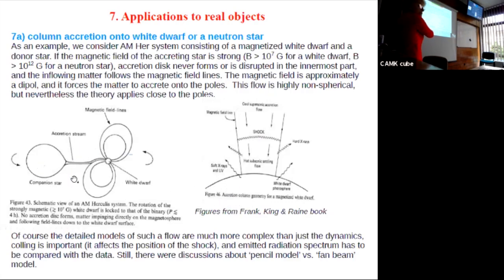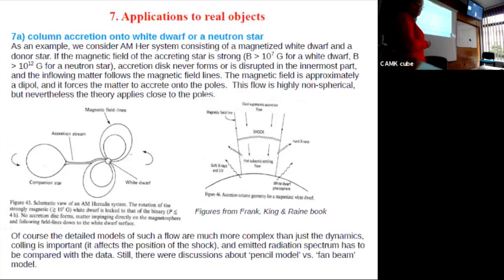And this flow is certainly supersonic here, because this was the stream, which is highly supersonic. So now this flow tries to reach the pole of the white dwarf. First it's supersonic, and then it most frequently develops a shock and then slowly settles onto the surface of the white dwarf. So it looks like a perfect application of our simple theory.